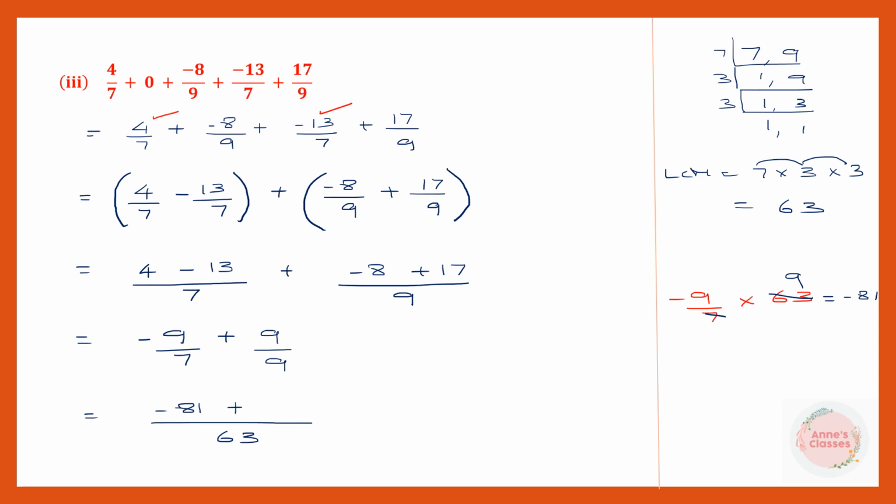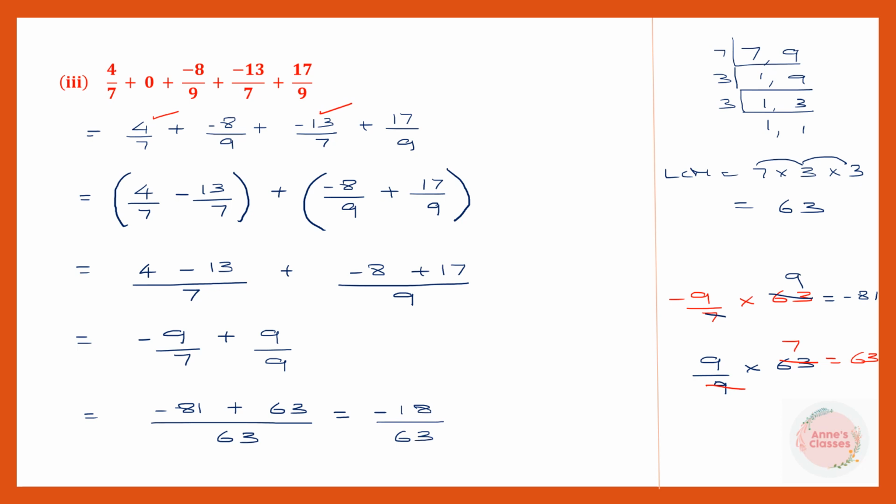Now take the second rational number, 9 by 9, into the LCM. Now cancel. 9 7s are 63. So here multiply. 9 7s are 63. So here we get plus 63. Let's write it down. Now here we have minus 81 plus 63. Signs are different. Put the sign of the bigger number and subtract. You get 18 when you subtract, and in the denominator we have 63.